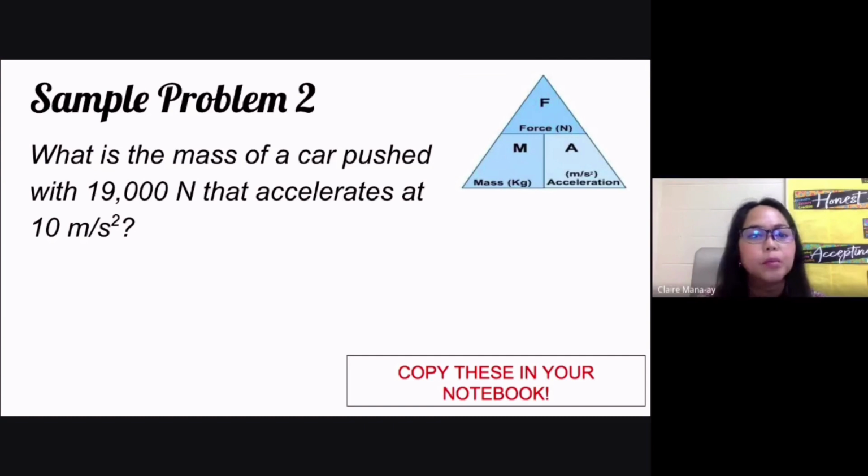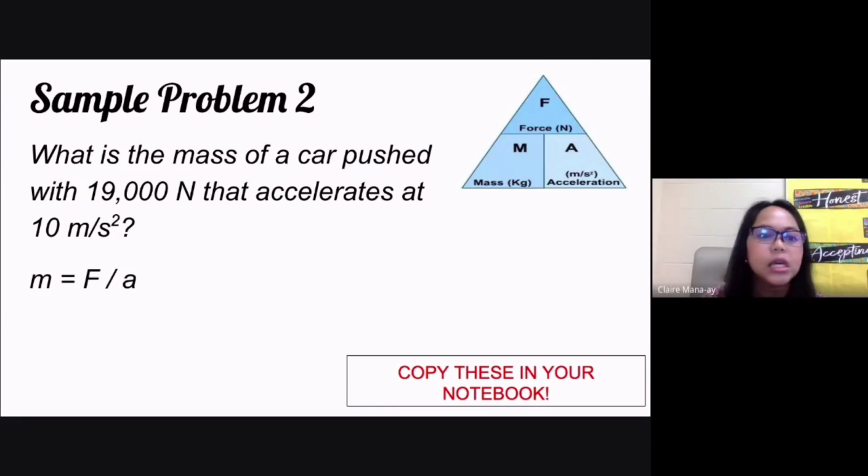All right, now sample problem number 2. The question is, what is the mass of a car pushed with 19,000 newtons that accelerates at 10 meters per second squared? We're looking for the mass of a car that is being pushed with a force of 19,000 newtons, and it accelerates at 10 meters per second squared. That means the formula that we are going to use would be force divided by acceleration. Mass equals force divided by acceleration.